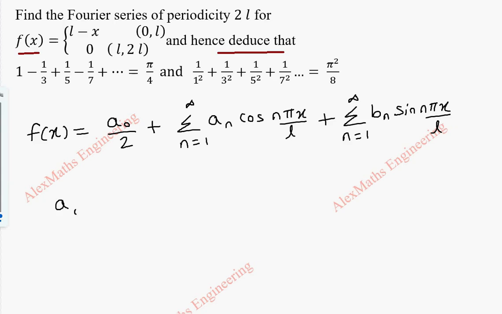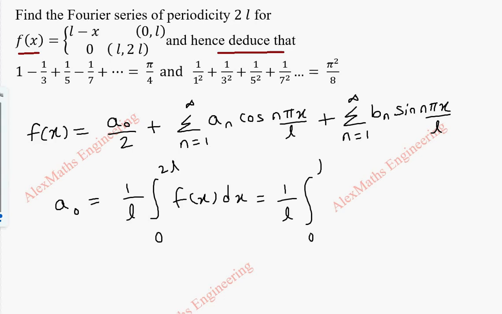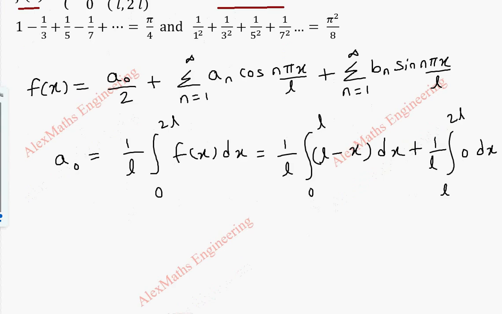Now to find a naught, we use 1 by L integral 0 to 2L f of x dx, but here f of x is made up of two parts, so we take the first part from integral 0 to L. F of x is L minus x dx, and the second part is 1 by L integral L to 2L, and f of x is 0. So the second part is completely 0.